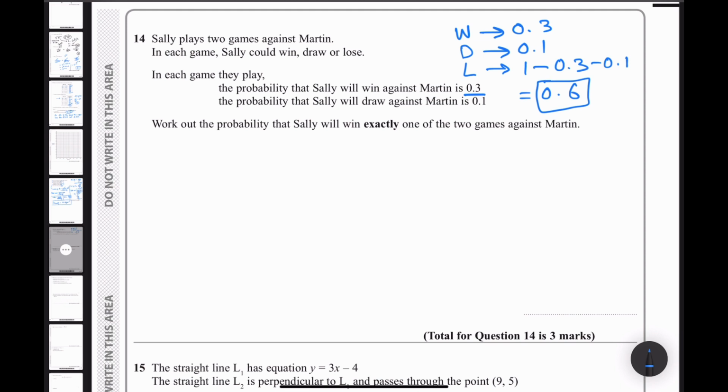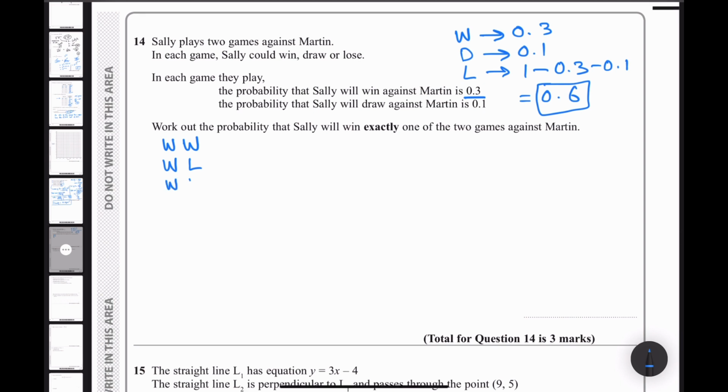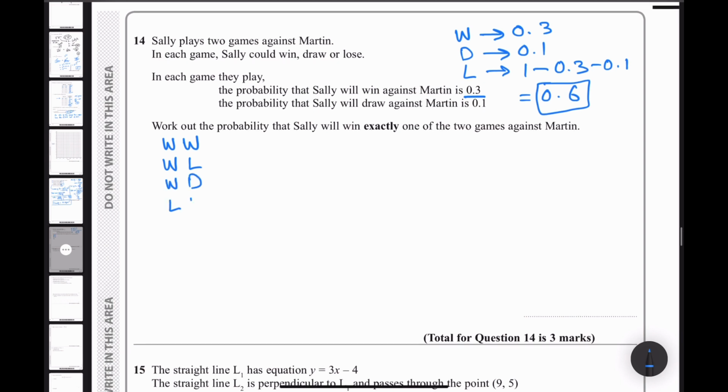Now let's make the combinations, and we'll choose the right combination to find out the probability. Because she played 2 games, the combinations could be win-win, win-lose. Like in the first game she won, second game she lost, and then win-draw, lose-win, lose-draw, and lose-lose. Then comes draw-win, draw-lose, and draw-draw. So we have to choose our combinations for this probability.